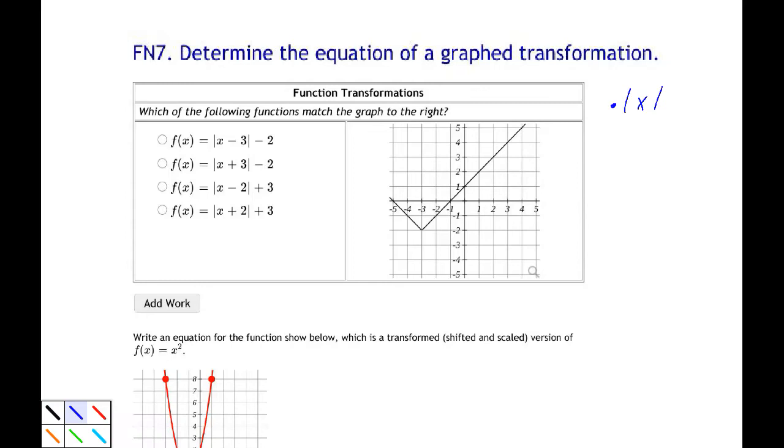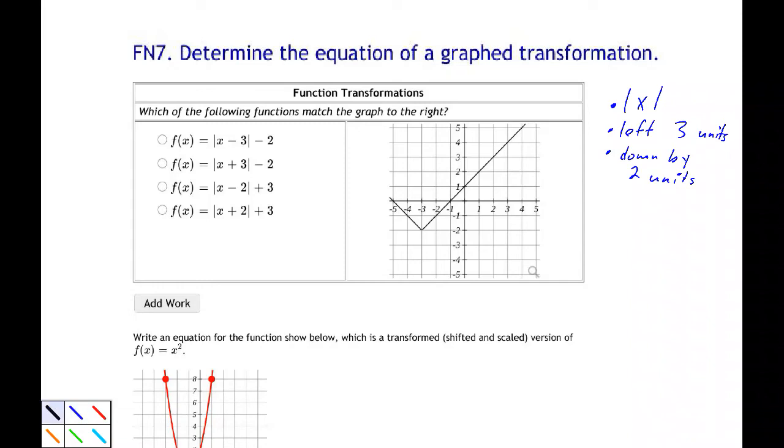I already noticed the vertex was shifted to the left by 3, from 0, 0 to -3, -2. So the left 3 units. And then we also notice it's been shifted down from 0, 0 to -3, -2. So it's shifted down by 2 units.